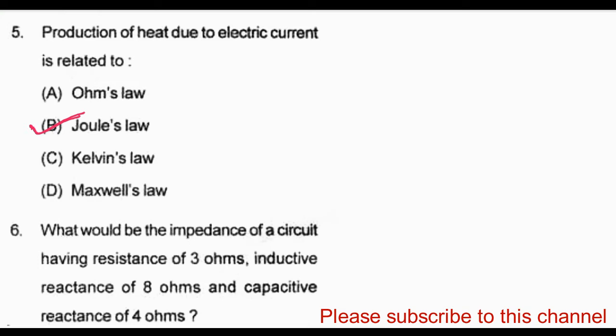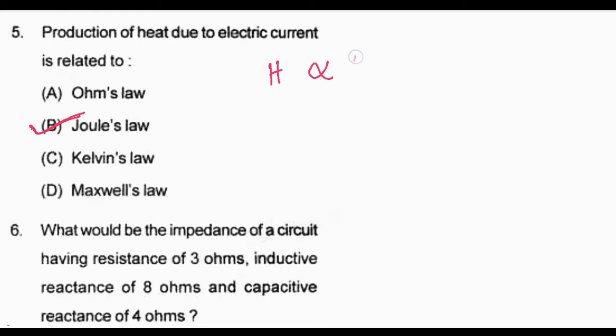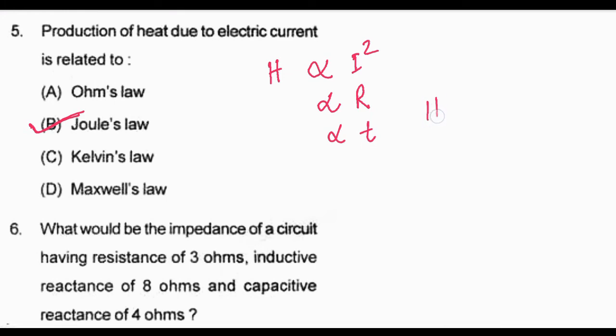Joule's law explains that heat energy produced in a conducting wire is directly proportional to square of current, directly proportional to resistance value of that wire, and directly proportional to the time for which the current is flowing. So what will be the answer? Answer will be H is equal to I square RT, and this is given by Joule's law.